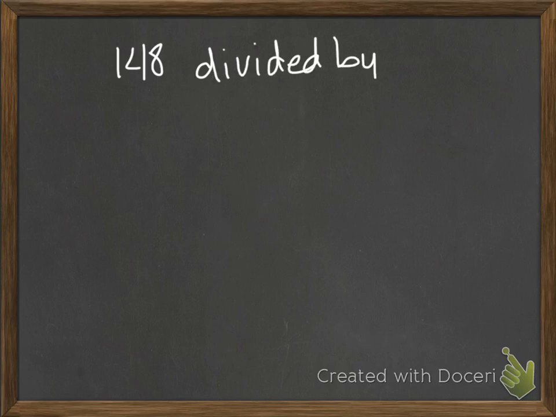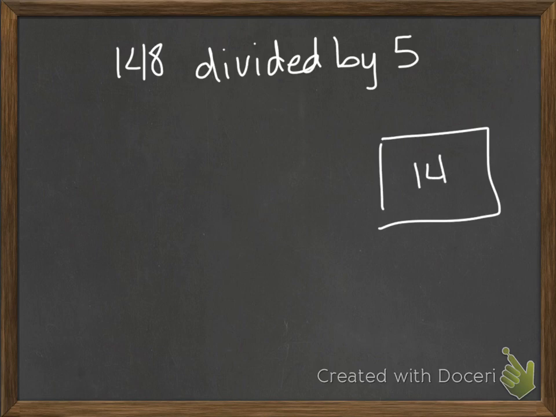So let's say you have something like 148 divided by 5. Well, what you really want to know is how many times 5 will go into 148. Like let's say you have this big box that's 148. That doesn't really matter. It could be square feet, whatever you want it to be. We want to know how many of these little small boxes, which is 5, will go in there.